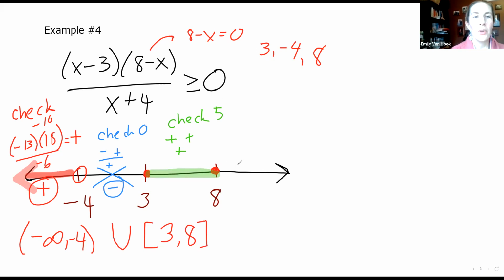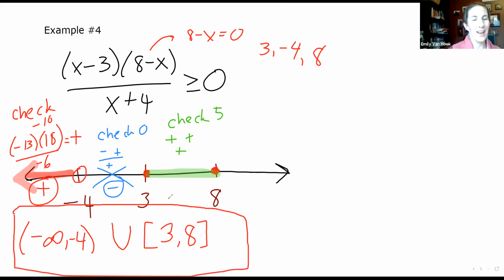And I'll just save us the trouble and tell you anything from 8 to infinity, if you checked it, it would make the inequality negative. So that one would not work. So our final answer here is this. These two intervals, negative infinity to negative 4, not including the negative 4. So we have parentheses because we don't want the denominator to equal 0, union, and then 3 to 8, including both of those. Because the inequality has the equal sign, we will include the endpoints that would make those factors equal to 0.